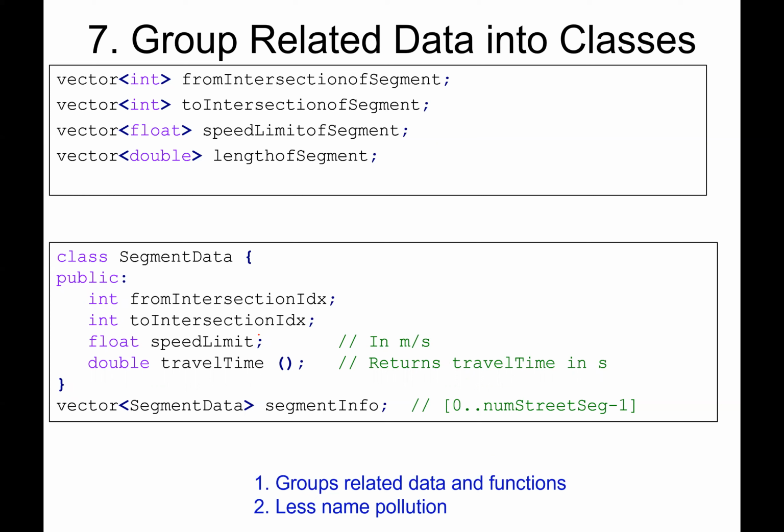Okay, so the next thing you want to do is group related data into classes. In milestone 1, you've got global variables. You have to have some. So you might be tempted to do things like this. I've got a vector of integers called from intersection of segment, another vector of intersections called to intersection of segment, and so on. I've got a vector of floats, a vector of doubles. So I've got a bunch of variables, and all of these things.